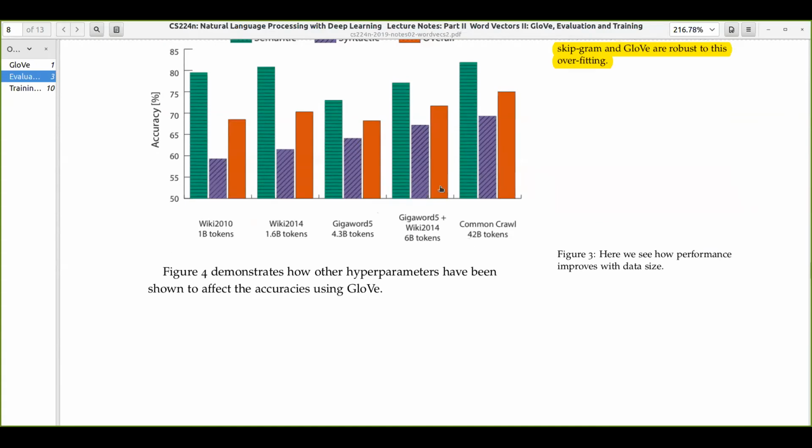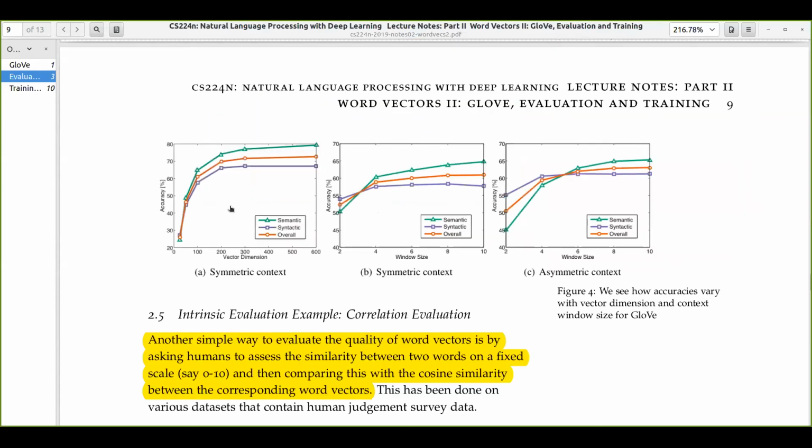This is another performance report where what we have on the x-axis are dimensions. Here we have dimensions of the order 100, 200, 300 in the leftmost plot. In the middle, we have window size, and the last two are for window size.